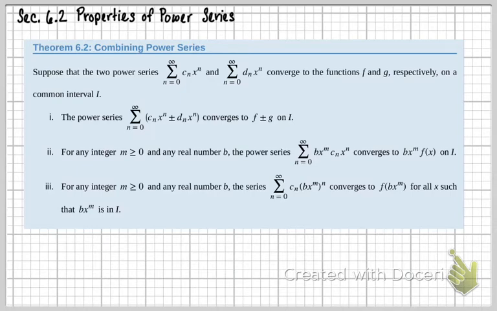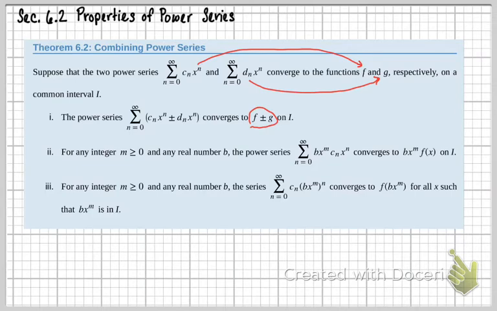Then the power series Cn(x^n) plus the Dn(x^n), if I just put them together in a power series, then they converge to the f plus g or the f minus g. So it's saying it works across addition and subtraction when I talk about this function representation of this series and this function representation of this series. If I take those and I add them together, if I know the functions, I can just add those together. And that's going to be the power series representation of those functions added together.